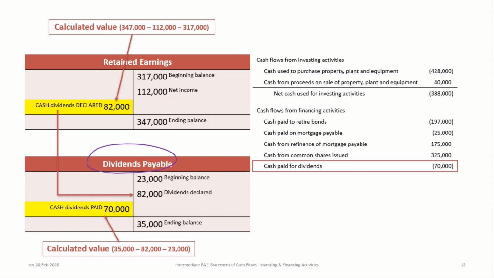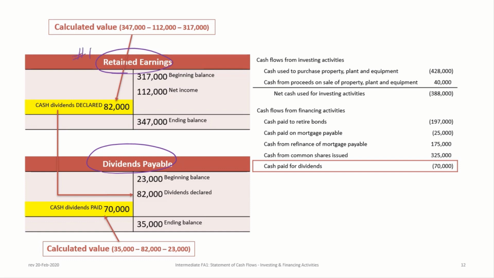What we must do to determine how much cash was paid for dividends is reconstruct two accounts. We have to reconstruct the retained earnings and the dividend payable. Now, if there is no dividend payable account, then that means all of the dividends that are declared would actually have been paid as well. Because if there's no amount that's left over to be payable, then they all must have been paid.